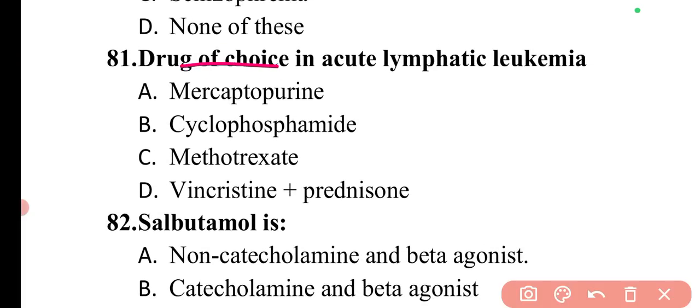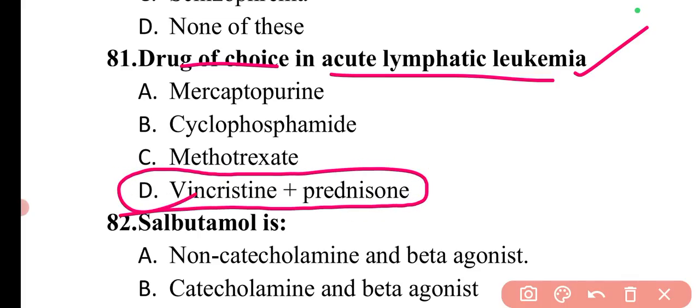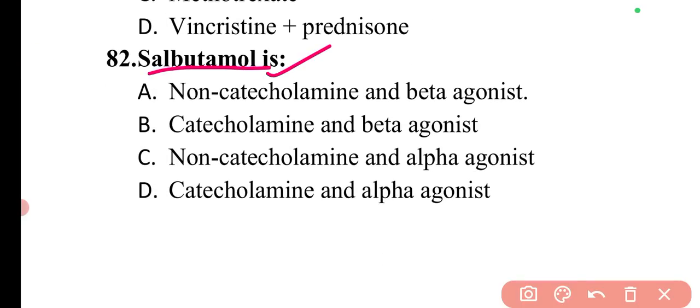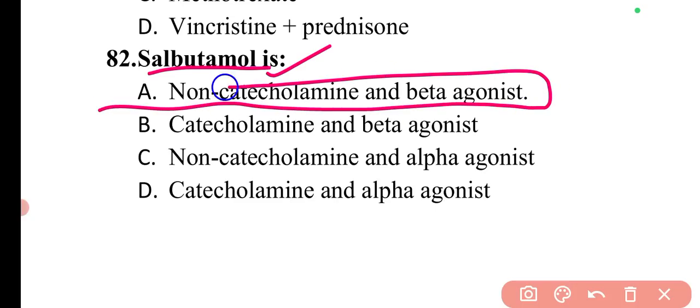Next question is, drug of choice in acute lymphatic leukemia is. So in acute lymphatic leukemia, drug of choice is vincristine plus prednisone. So here option D is correct. Next question is, salbutamol is. So salbutamol is chemically the non-catecholamine and beta agonist. So here option A will be the correct answer.